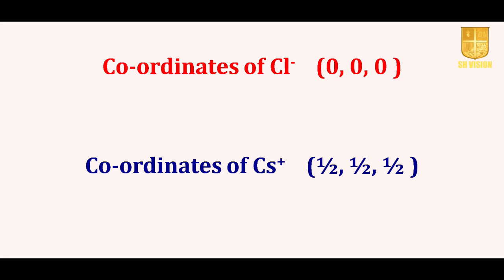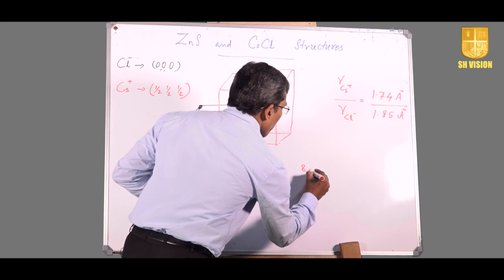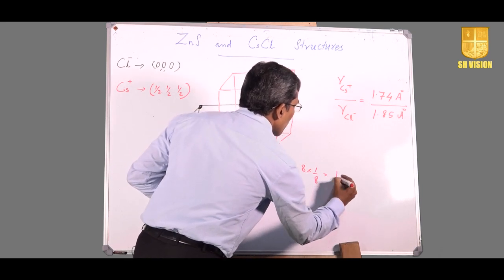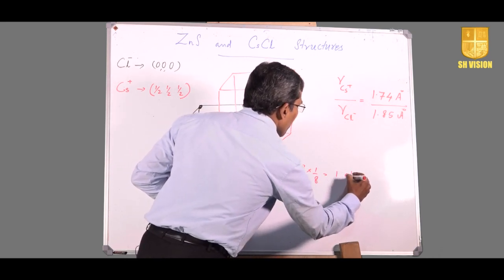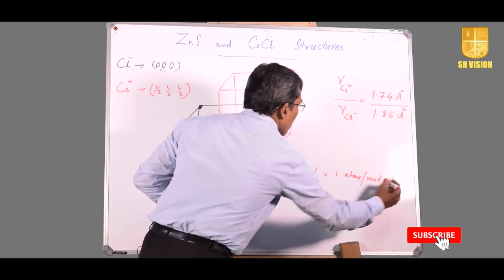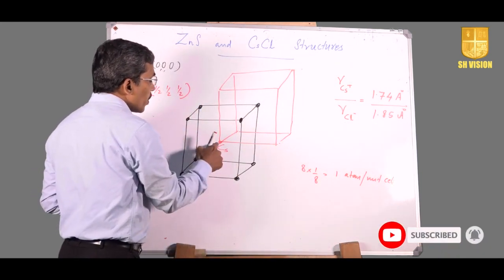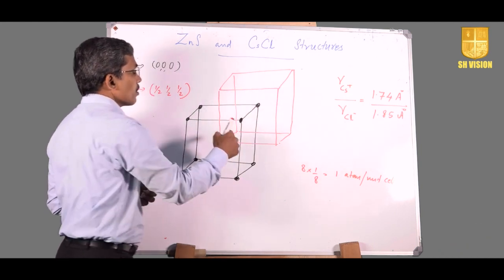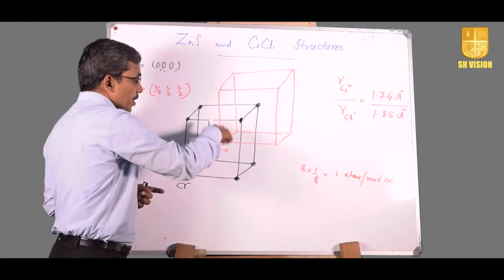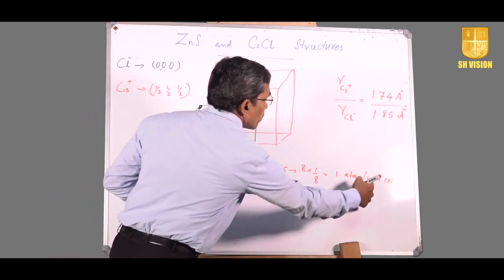So in a simple cubic Bravais lattice, the 8 corner positions are occupied by solid atoms, so you will have 8 into 1 by 8, that is equal to 1 atom per unit cell in simple cube. But here there will be one chloride ion and one cesium ion of the second simple cubic Bravais lattice, which is already there inside. Therefore that also comes inside, so for simple cube this is a case of one atom per unit cell.